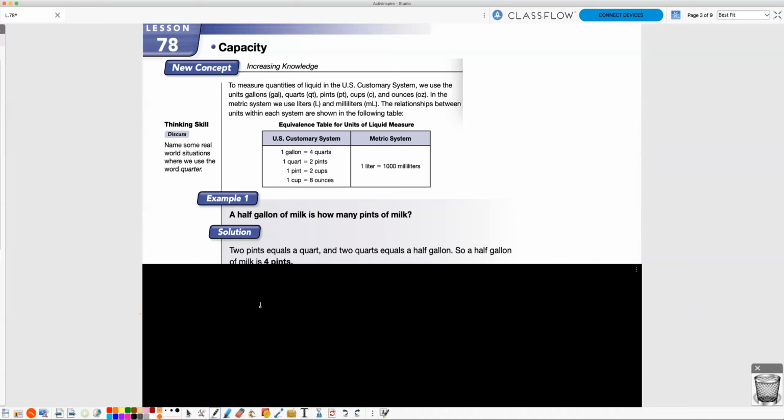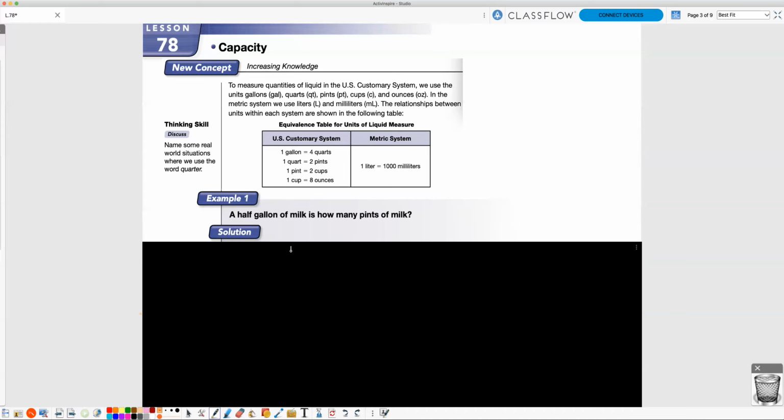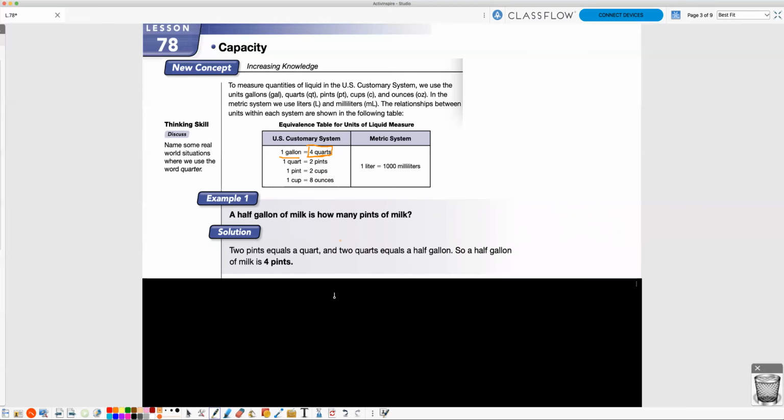All right, looking at example 1, a half gallon of milk is how many pints of milk? If you know that you have a gallon, which has 4 quarts in it, remember that each quart has 2 pints inside of it. If we're looking at a half gallon, we're looking at 2 quarts because 2 is half of 4. So 2 pints equals a quart, and 2 quarts equals a half gallon. So a half gallon of milk is going to include 4 pints.